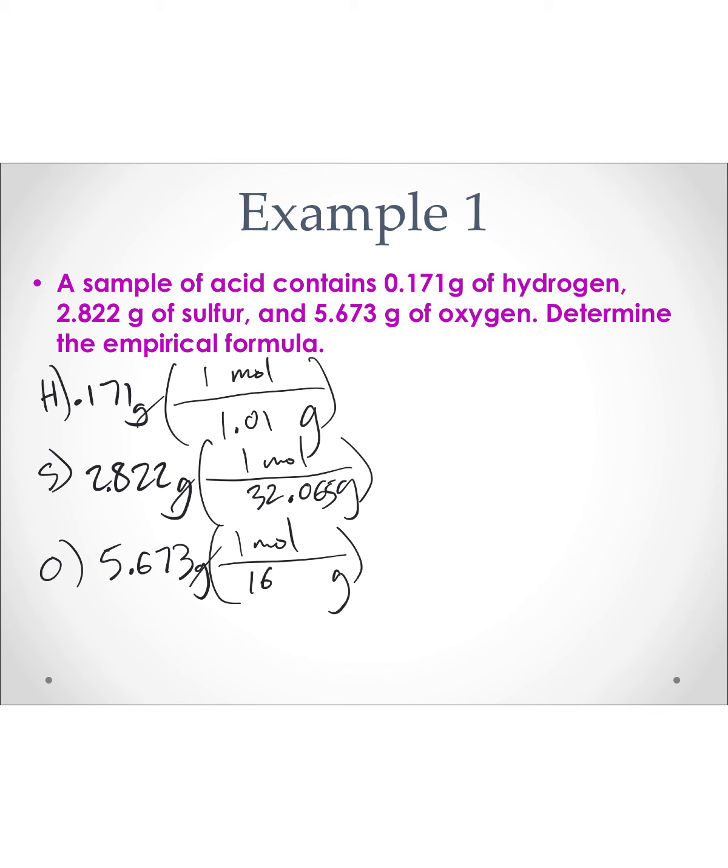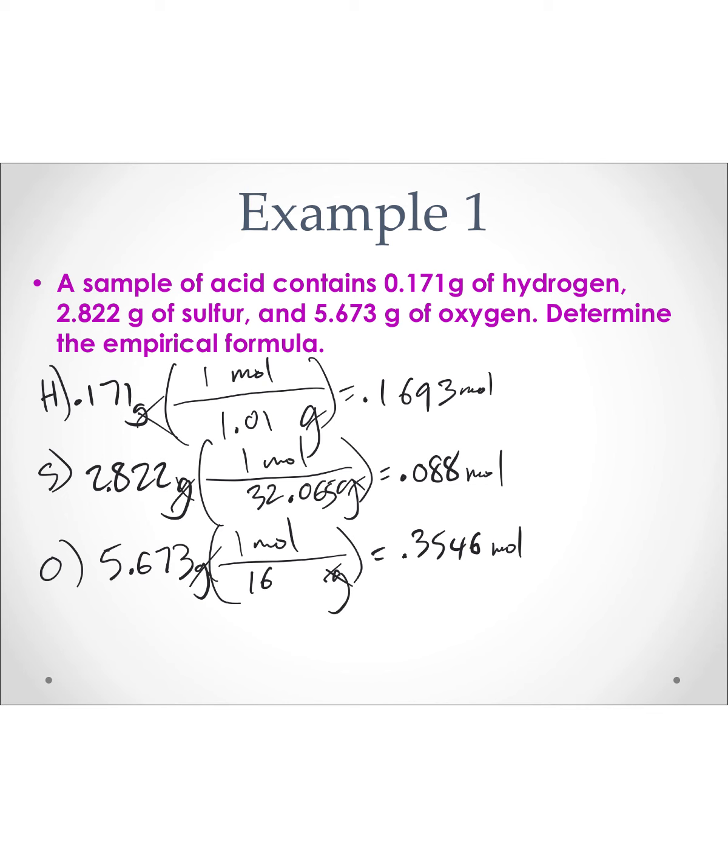Once again, it's not that big of a deal. It's off by a little bit because we're going to round it off later anyway. So now I grab my calculator and punch it out. I go 0.171 divided by 1.01 and I get 0.1693 mole. I have 2.822 divided by 32.065 and I get roughly 0.0880. And then this one I have 5.673 divided by 16 and I get roughly 0.35456. So let's just make it 6 mole.